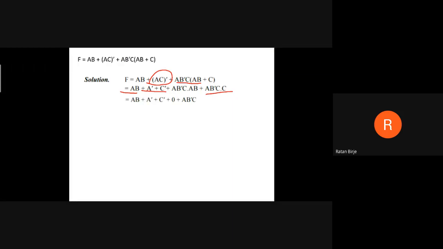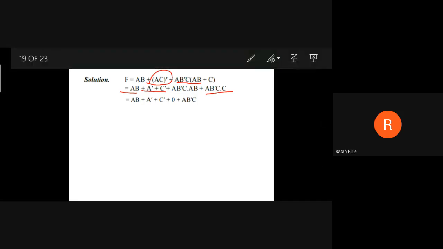Next step, I have retained AB as it is, A bar as it is, C bar as it is. Now here I have B bar and B, so B dot B bar. B dot B bar is what? 0. So I have made it 0, so this whole term will go to 0.